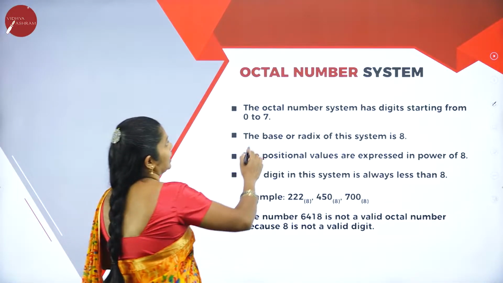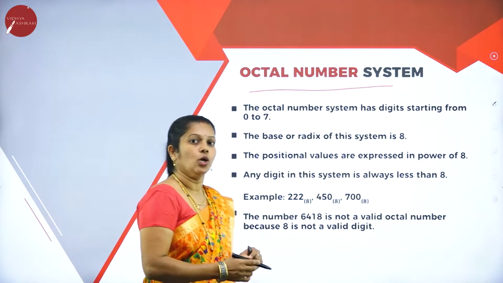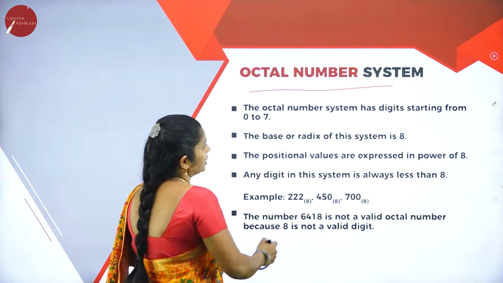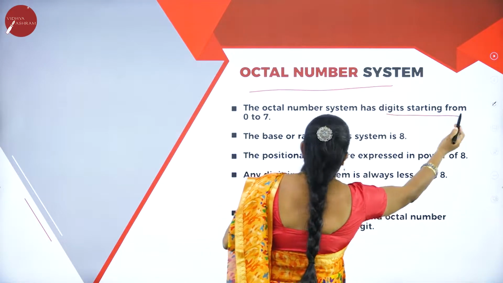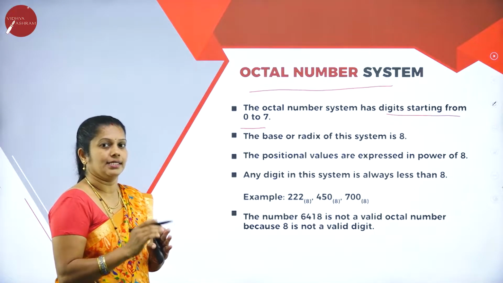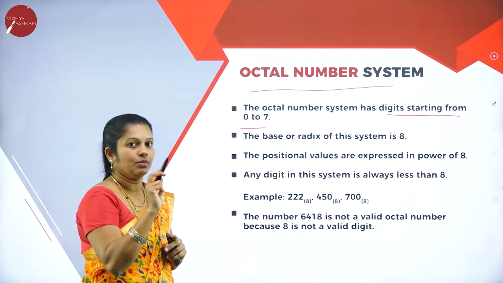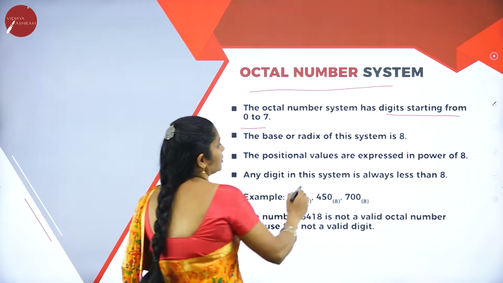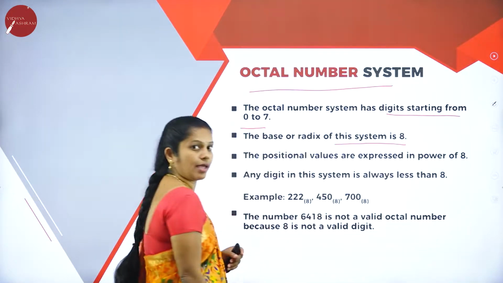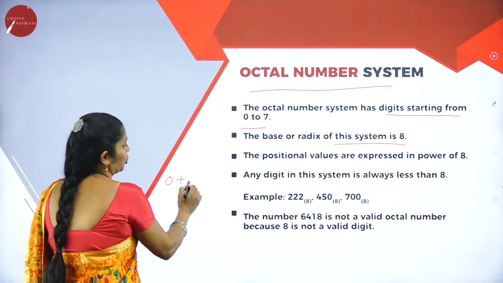Next, we'll move on to the octal number system. What do you mean by the octal number system? The octal number system has digits from 0 to 7 only. It contains the digits 0 to 7; the total digits are 8, but they start from 0 to 7. The base or radix of this number system is always 8 only.